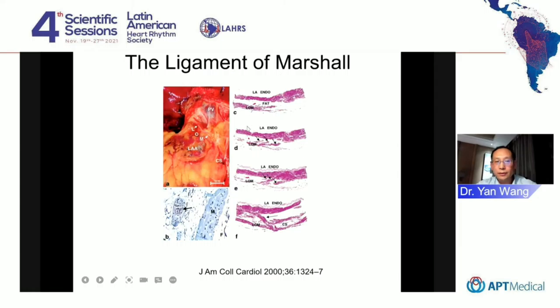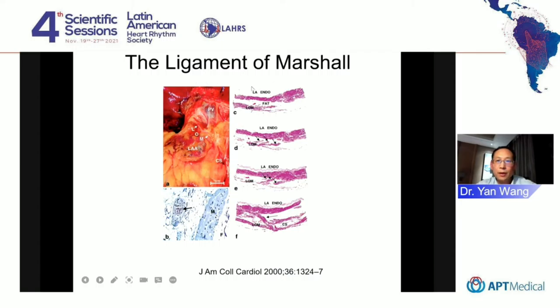And in this, also we need to know the ligament of Marshall muscle is connected to the coronary sinus. Usually, this is the endocardium and the Marshall ligament muscle. So LAM stands for the ligamental muscle, like this.